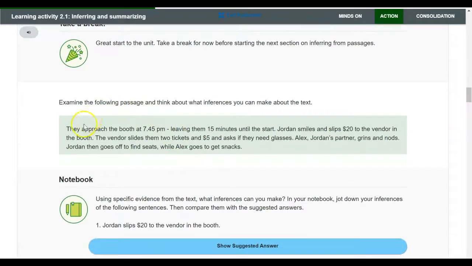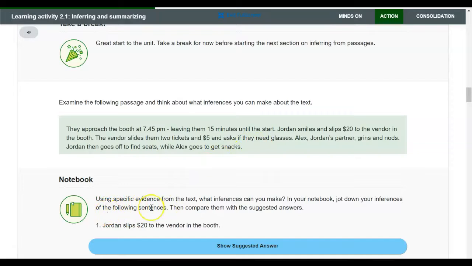So again, here's another example. You're going to examine the following passage and think about what inferences you can make about the text. The text is: "They approach the booth at 7:45 p.m., leaving them 15 minutes until the start. Jordan smiles and slips $20 to the vendor in the booth. The vendor slides them 2 tickets and $5 and asks if they need glasses. Alex, Jordan's partner, grins and nods. Jordan then goes off to find seats while Alex goes to get snacks."